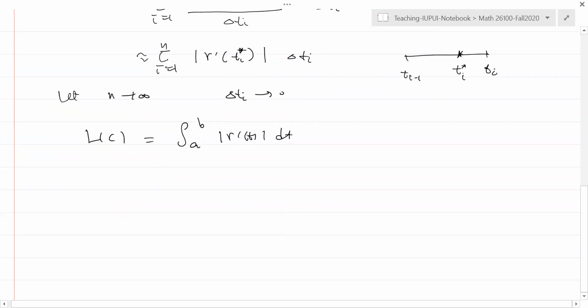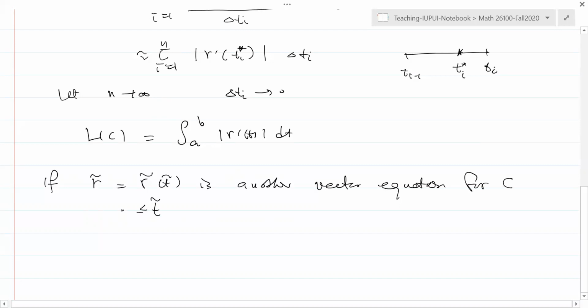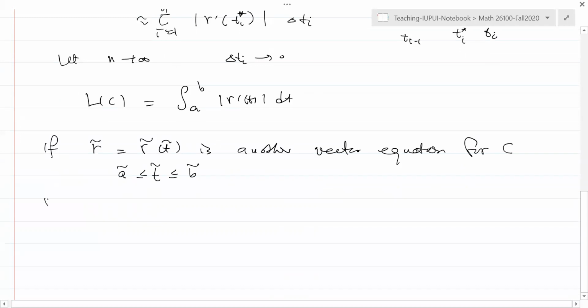Okay. All right, so we use this formula. I have to make a couple points. Based on this formula, I see that if r tilde and tau tilde, this is a t tilde, is another vector equation for the same curve C, with t tilde written in terms of a tilde and b tilde, then the formula tells us this will be the same integral.